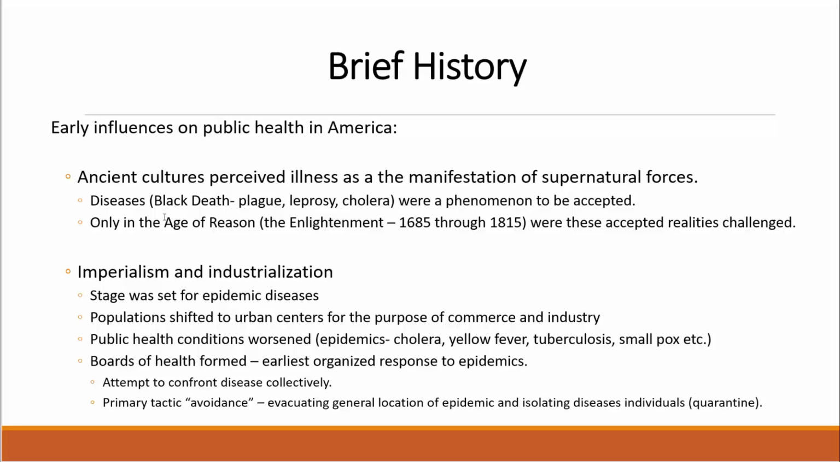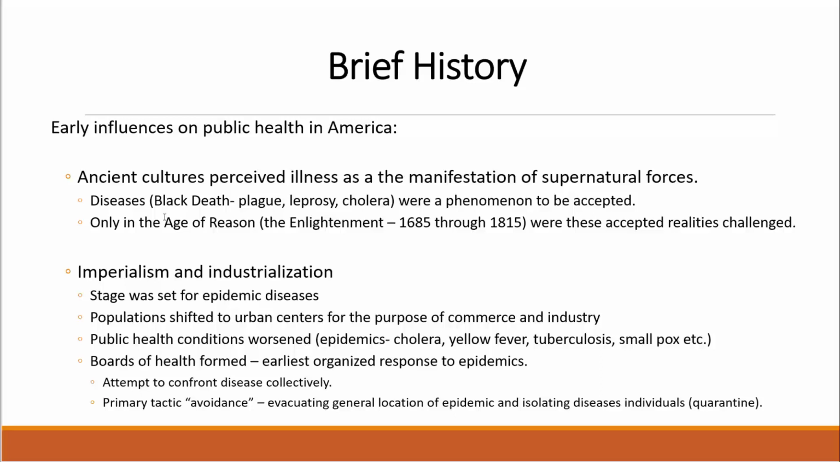And then we jump into the transition between imperialism and industrialization. So the stage was set for epidemic diseases. Populations shifted to urban centers where the focus was more on commerce and industry, which led to public health conditions worsening regarding epidemics like yellow fever, tuberculosis, smallpox.